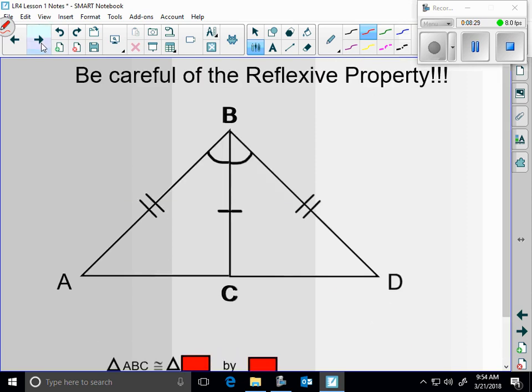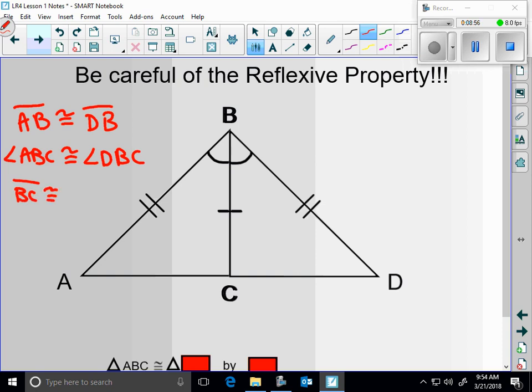So as I look at this, what do I know about AB? What is it congruent to? Not BD. DB, good. How about angle ABC? What is that congruent to? DBC, good. I like it. Now here's something kind of sneaky. What is BC congruent to? Itself. What? That's called the reflexive property.